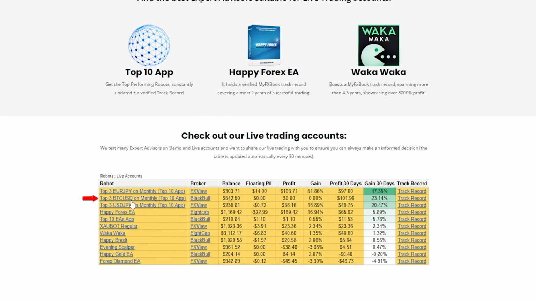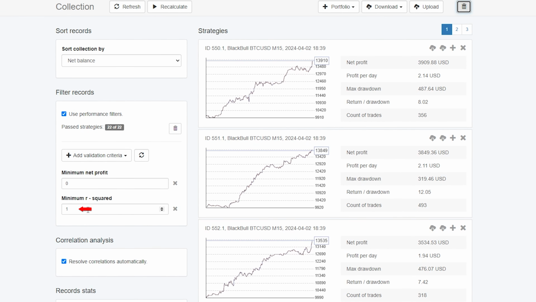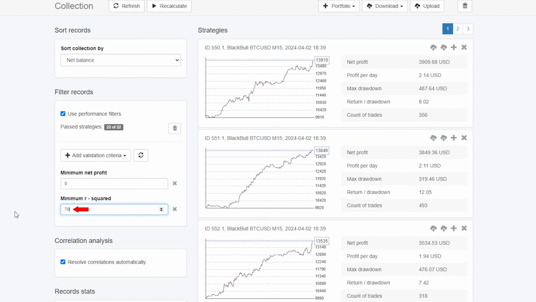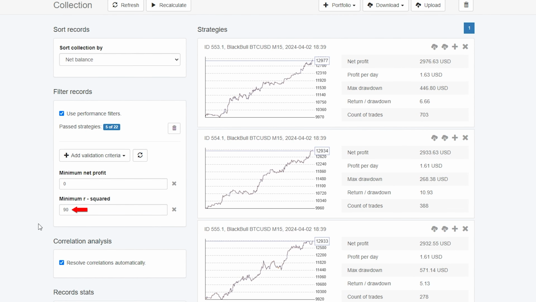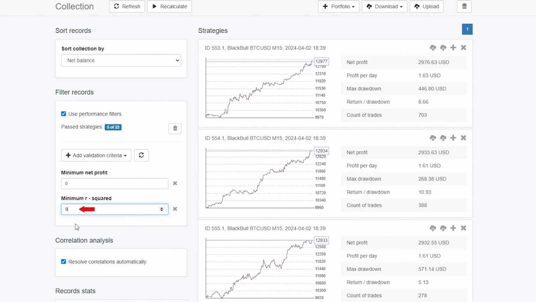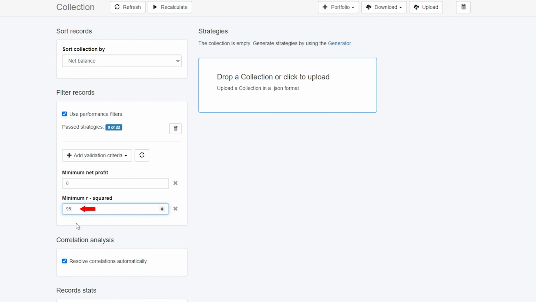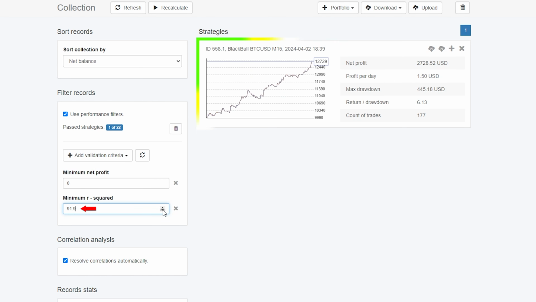And the strategies I use in this live account are created in the very same way as I just created these Bitcoin robots. So again, I'll increase the minimum R squared to 70, 80, 85, even to 90. Absolutely, there are still strategies that have higher minimum R squared, 95. Now that's too much, so I'll just decrease it a little bit, and here it is.